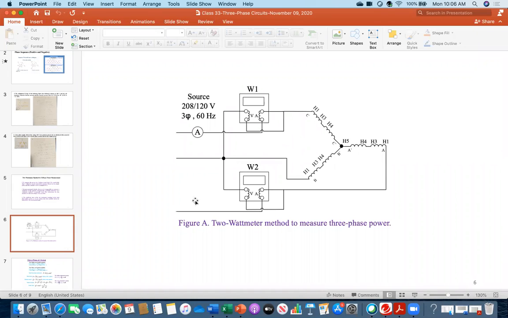Therefore, if you just energize the circuit, this is like your three-phase circuit. You see source 208 volt, three-phase, 60 hertz, and just an ammeter is connected here, just to make sure how much current is going. If you just energize these three lines in the laboratory, then you will get two readings, one reading from this one and one reading from this one. And if you just sum up those two readings, that will give you the three-phase total power. So that's why it is called the 2 wattmeter method to measure three-phase power.